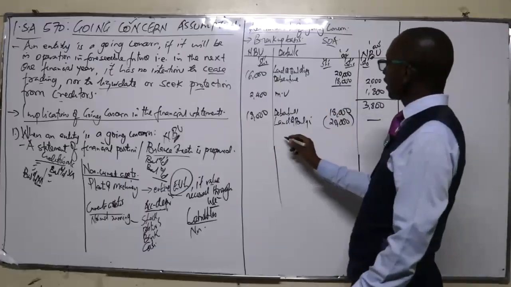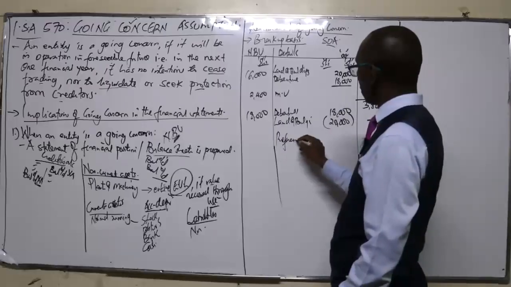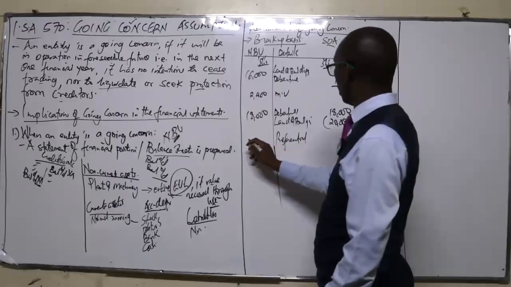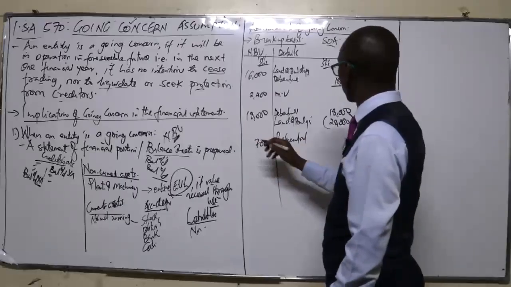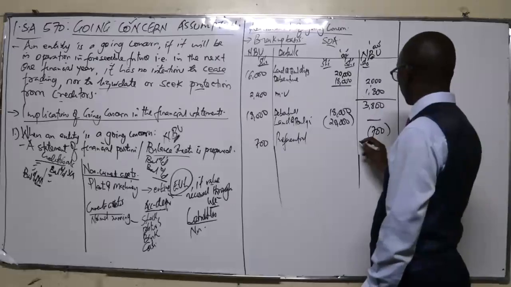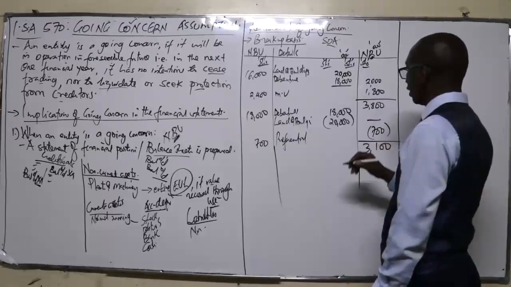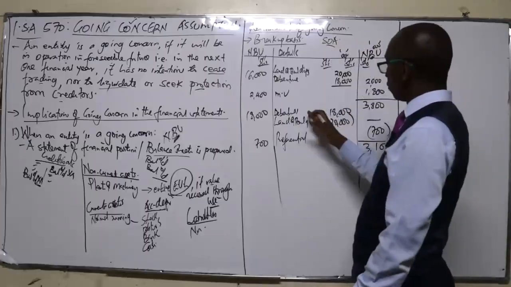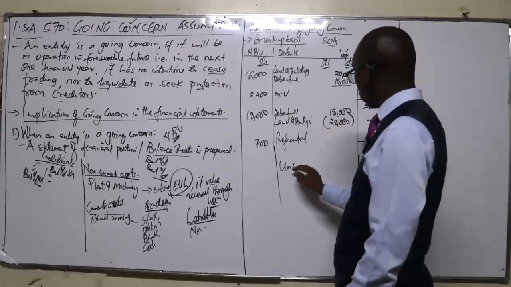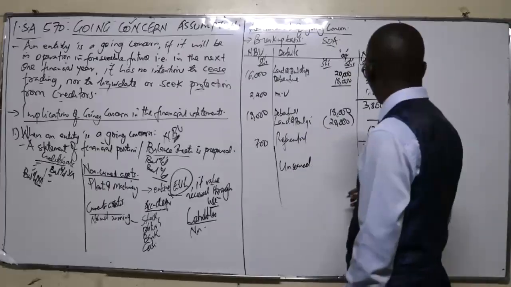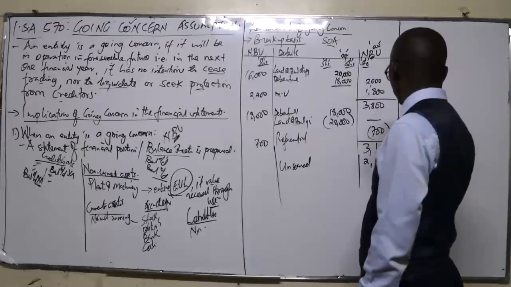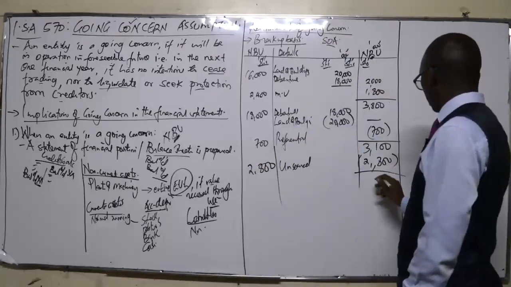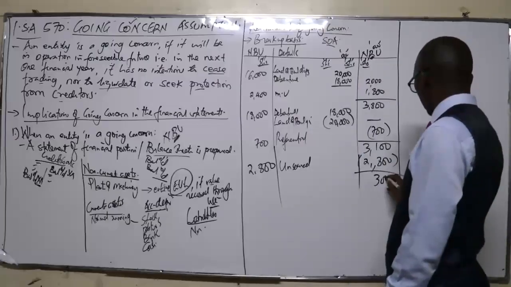Then from here, we start paying our preferential creditors. Maybe they were around 700,000, so you pay them 700,000. You're subtracting, we are at 3.1. After paying our preferential creditors, we come to unsecured creditors. Maybe they were worth 2.8. We less that, and how much is remaining here is 300,000.